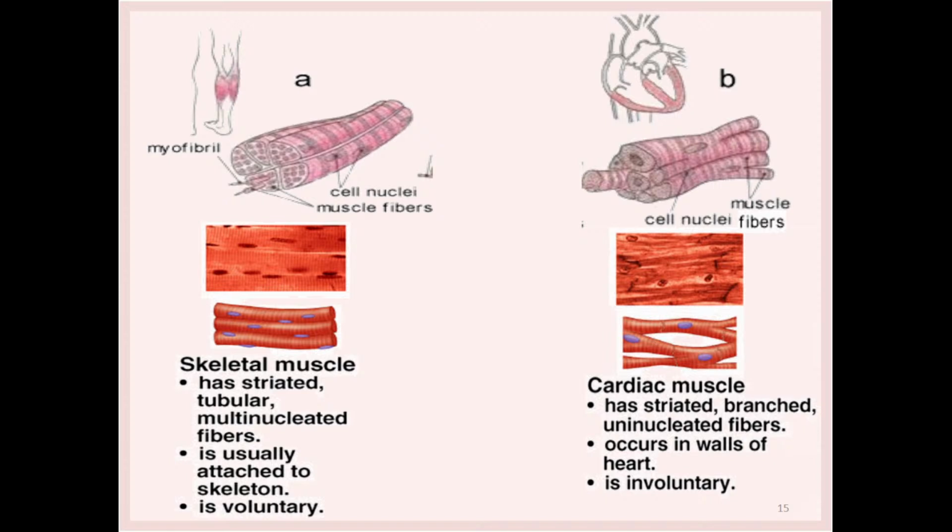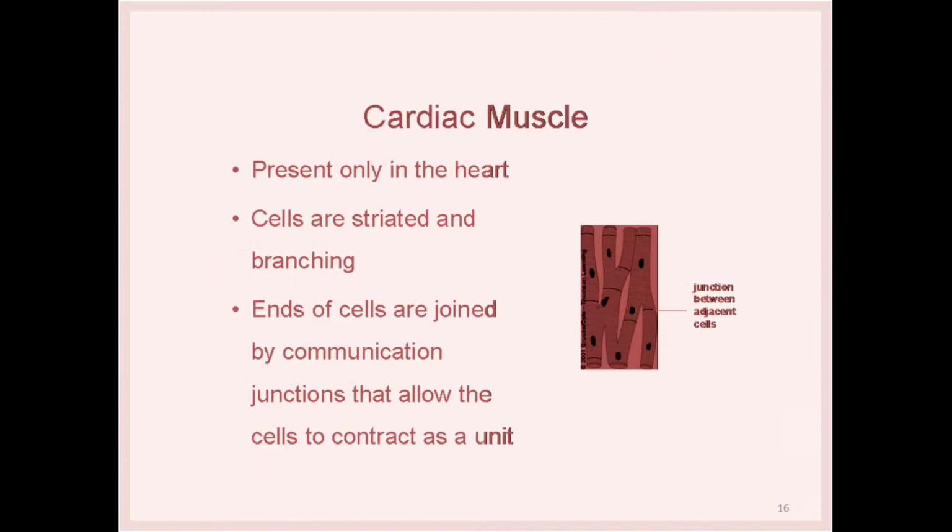And some more details specific of the cardiac muscle structure. As it was said already, cardiac muscle is present only in the heart. It is identified as the separate kind of the human muscles. You know that there are smooth muscles, skeletal muscles, and cardiac muscle. This is one of three kinds of human muscle tissues. Cells are striated and branching. You can see this branching of the cells.